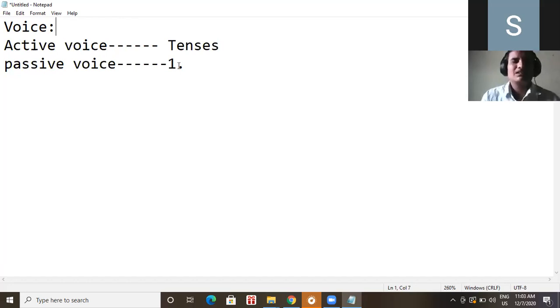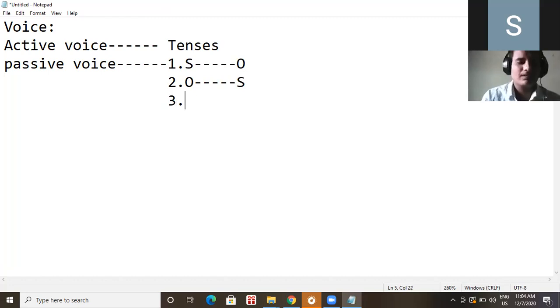The first one is that subject is changed into object, and object is changed to subject. Then V3 plus the preposition by. Sometimes V2 also comes, but in 95% of cases it is the preposition by. The object becomes the subject, and at last, a full stop. This is voice.